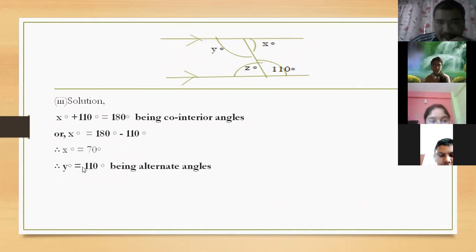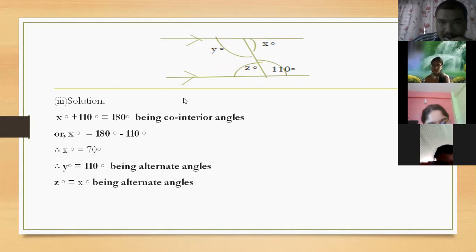Are you clear? And after this, we have to find the value of y. You can write directly y equals 110 because they are alternate angles, and alternate angles will be equal. Y equals 110 degree. After finding the value of y, we can find the value of z. Z equals x degree because they are also alternate angles. Z degree equals x degree, being alternate angles.